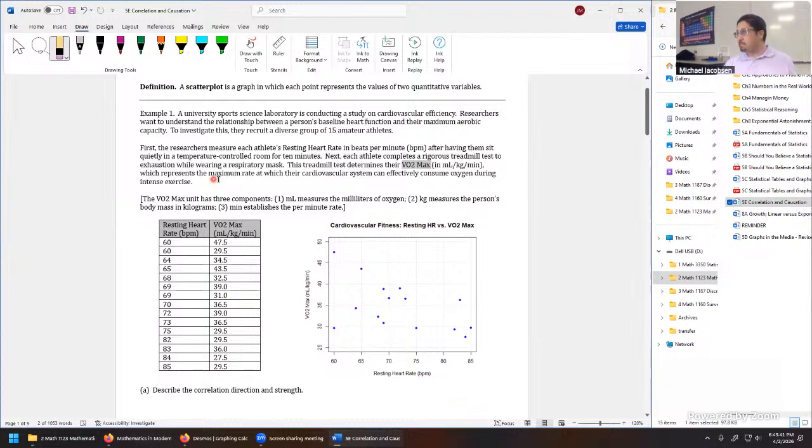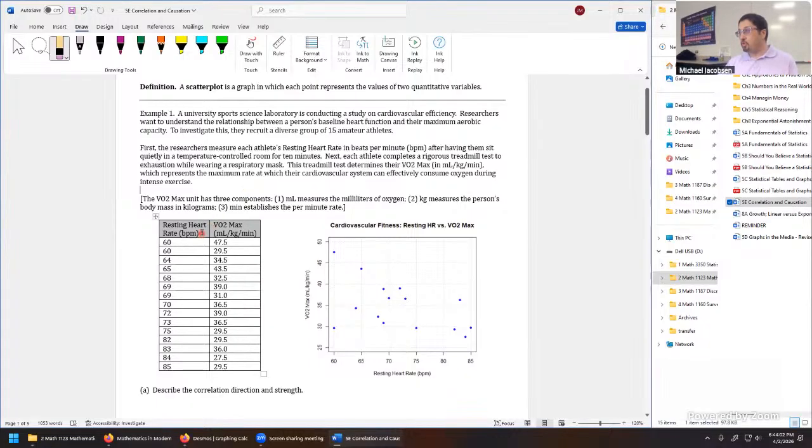It represents the maximum rate at which their cardiovascular system can effectively consume oxygen. And they found that maximum rate because they would exercise you to exhaustion, to the point at which you're about to pass out. Again, a horrible test, but still done to this day to determine VO2 max. So that's what they did.